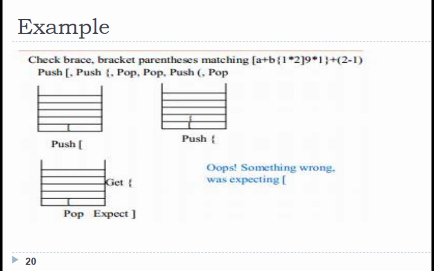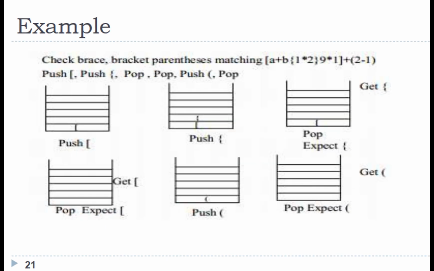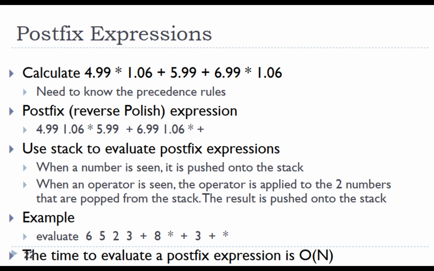Example 20. Example 21. Postfix expressions. Calculate 4.99 * 1.06 + 5.99 + 6.99 * 1.06; we need to know the precedence rules. Postfix, or reverse Polish, expression: 4.99 1.06 * 5.99 + 6.99 1.06 * +.